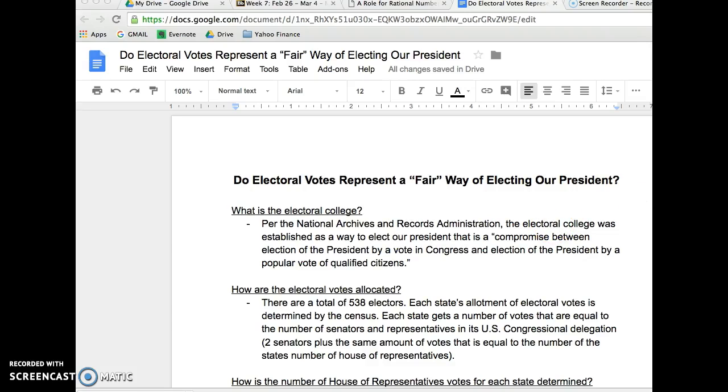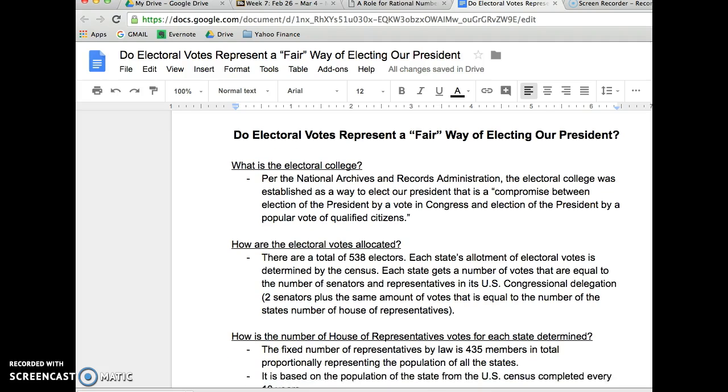Okay, so I'm going to talk to you about what I think the best answer is for this question: do electoral votes represent a fair way of electing our president? First I just want to start with what the Electoral College is. Per the National Archives and Records Administration, it's a way to elect our president that's a compromise between the vote in Congress and the vote by popular votes.